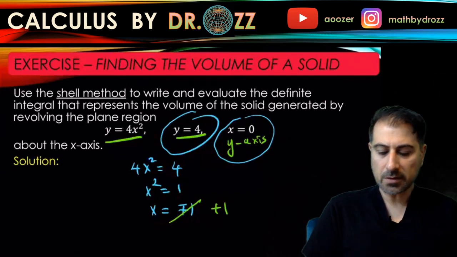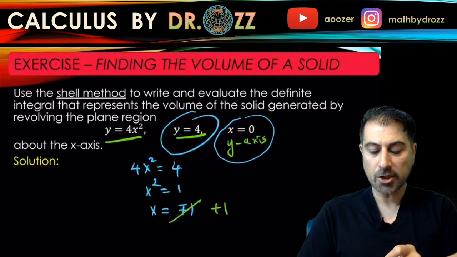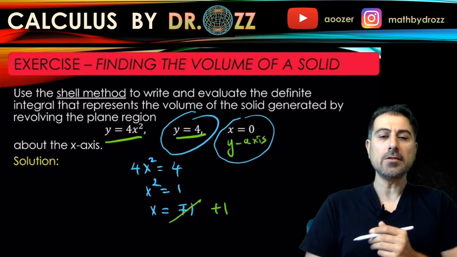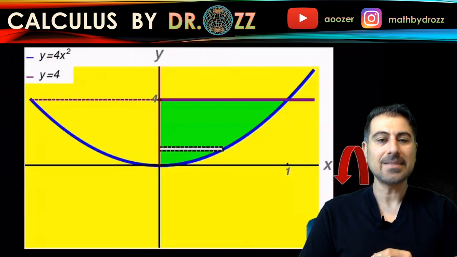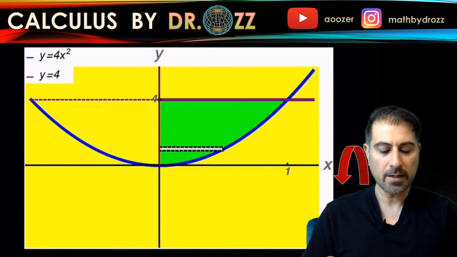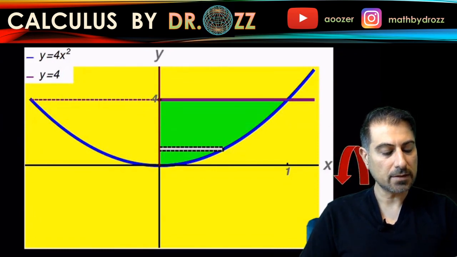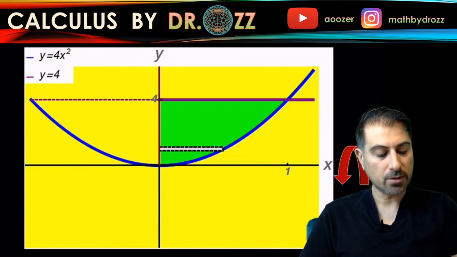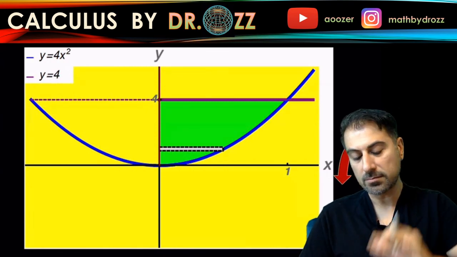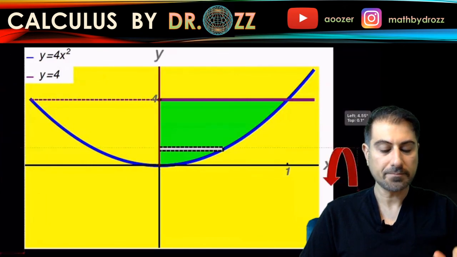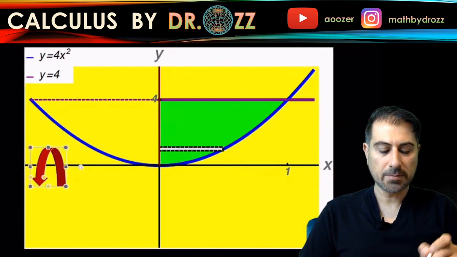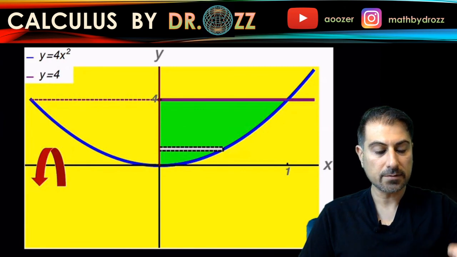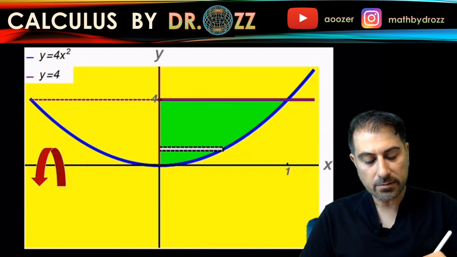In the shell method, we always get slices parallel to the axis of revolution. So what does that mean? I'm just going to get a horizontal slice. Here we go. This is now my representative slice, and I'm going to revolve this around.